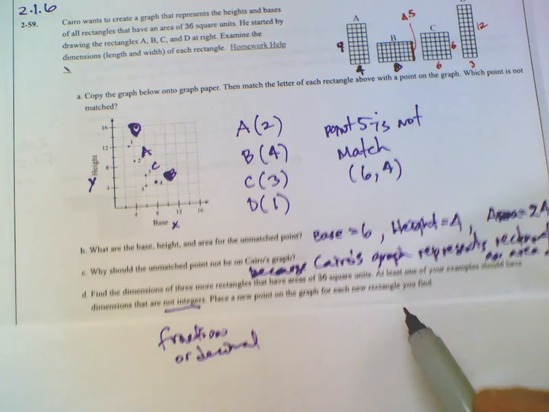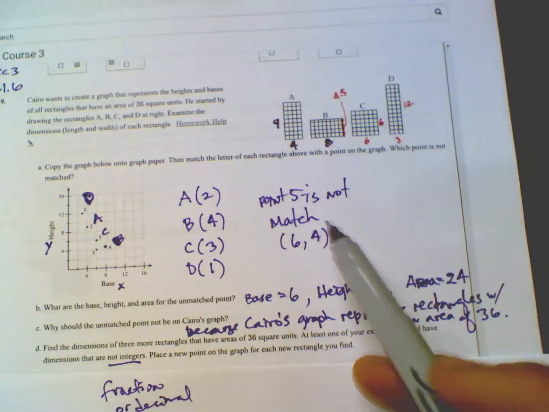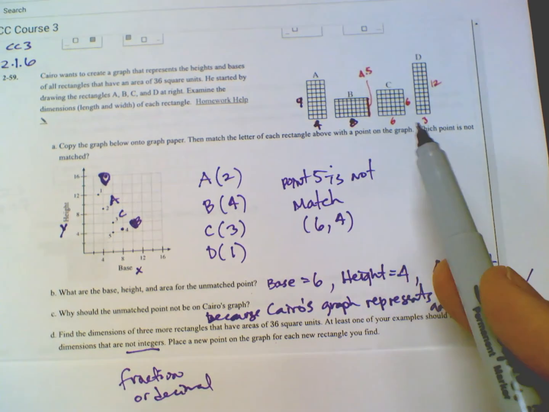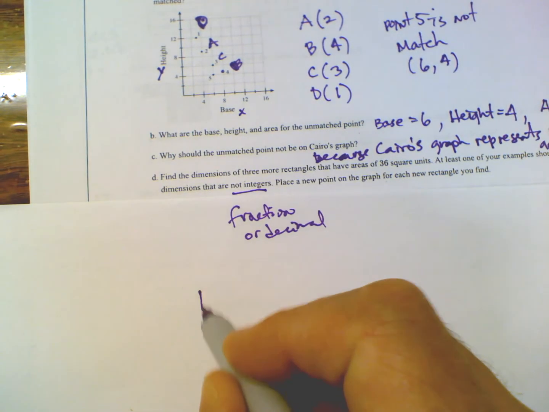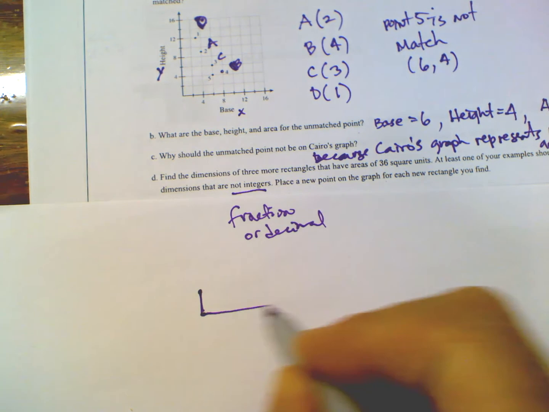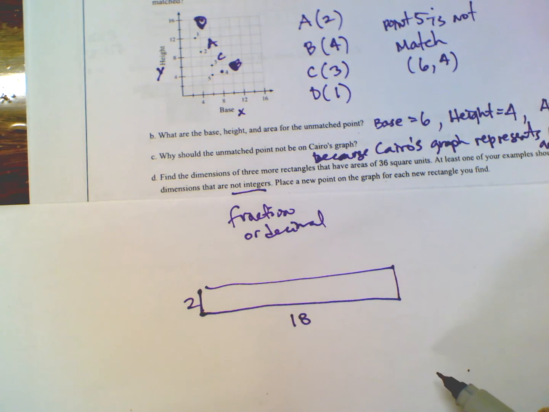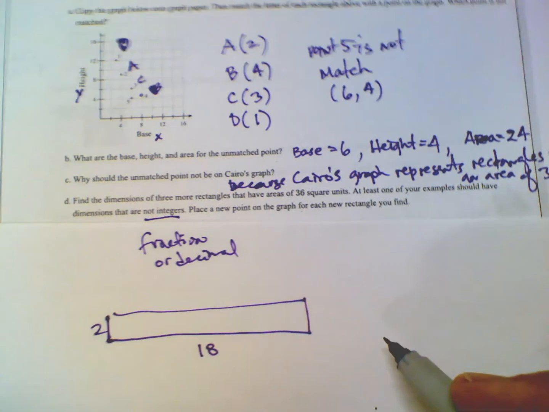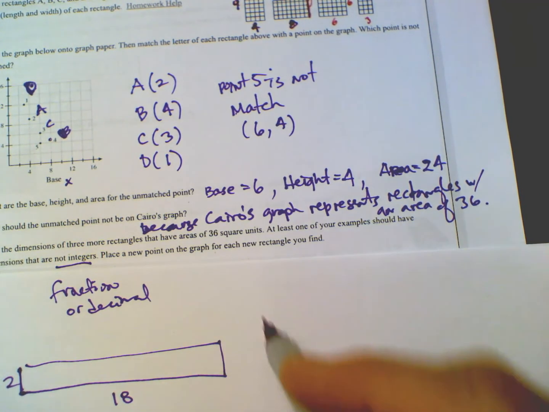Okay, so we can look at that. Place a new point on the graph for each of the rectangles. So I need 3 more that are not listed. Let's see. So if I got a 4 by 9, 8 by 4.5, 3... Oh, let's go with a rectangle that has a base of 18 and a height of 2. Right? A base of 18 and a height of 2 has an area of 36. And then I'm going to do a couple that are non-integers so you see that example.